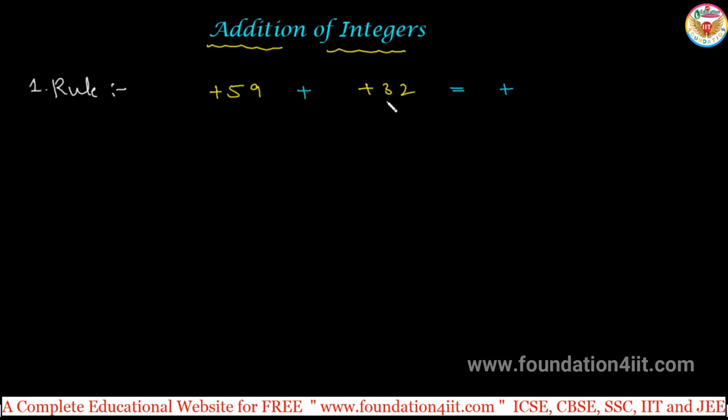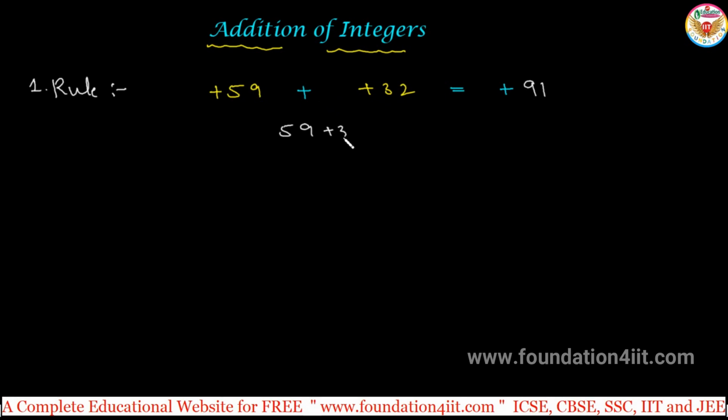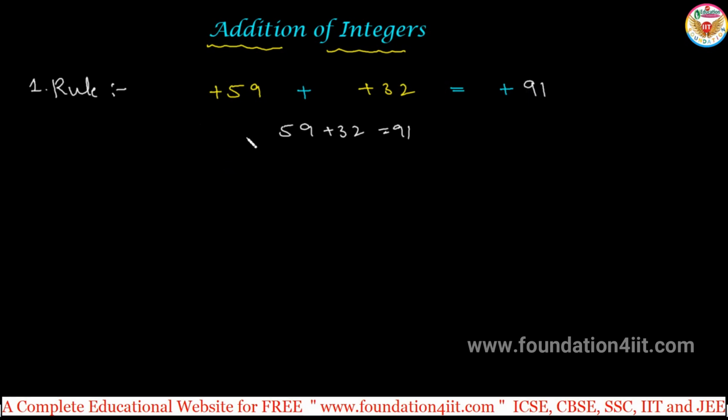59 plus 32, normal addition, that is 91. That means 59 plus 32 is equal to 91. So it is not necessary to always keep a negative or positive sign for the number, right? When both the integers are positive, add them and assign a plus sign to the result.